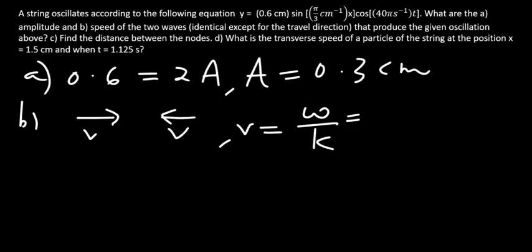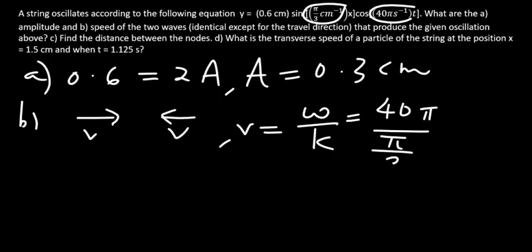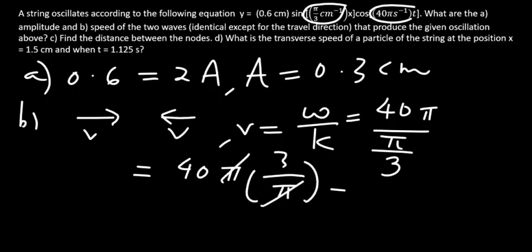How do we find omega? Omega, or the angular frequency, is the number that multiplies the time. So in this case, it is 40 times pi. And the wave number is the number that multiplies x. So in this case, it is pi over 3. So solving, we get 40 pi times 3 over pi. Pi goes away, and you get 120 cm per second.